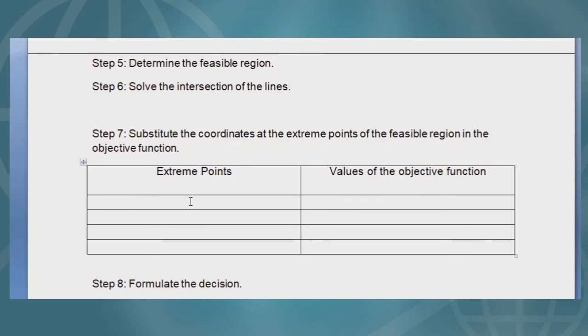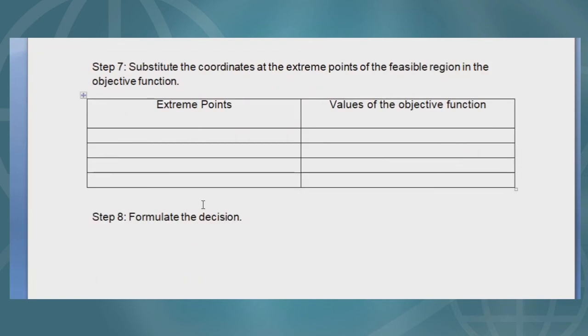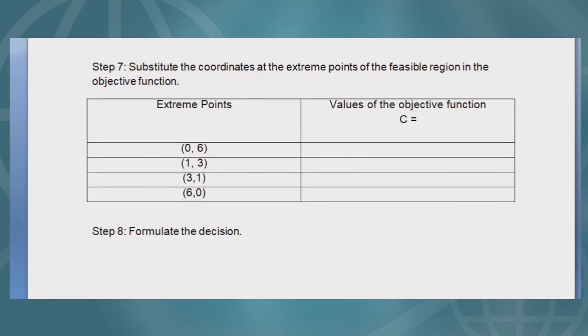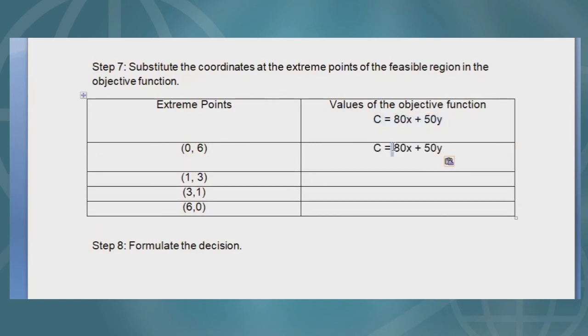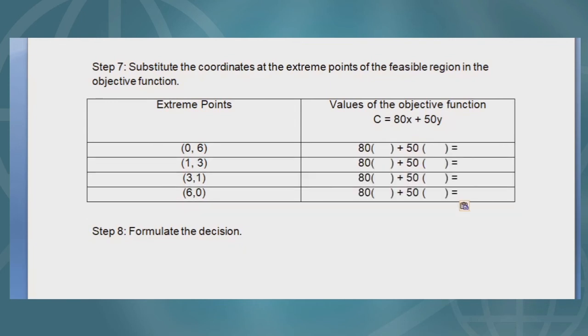objective function. So, let us now write all the extreme points given by, first one is 0, 6. We have 1, 3. We have 3, 1. And we have 6, 0. Then, let's recall our objective function given by the cost is equal to 80x plus 50y. And then substitute our ordered pairs, extreme points, with our cost function. The first one, 0, 6. Then we have 1, 3. We have 3, 1. And we have 6, 0.